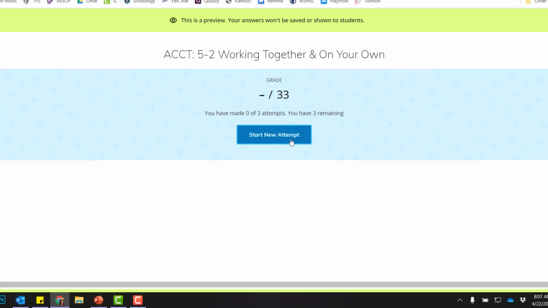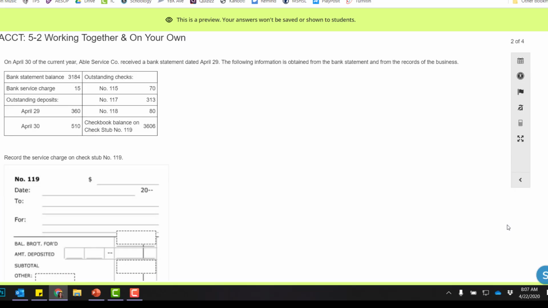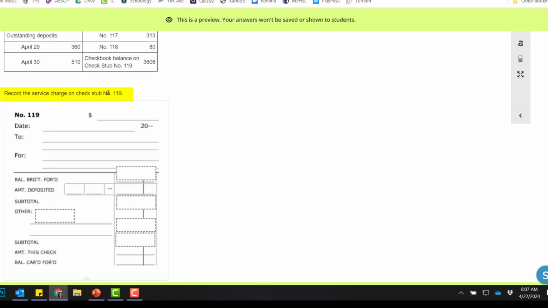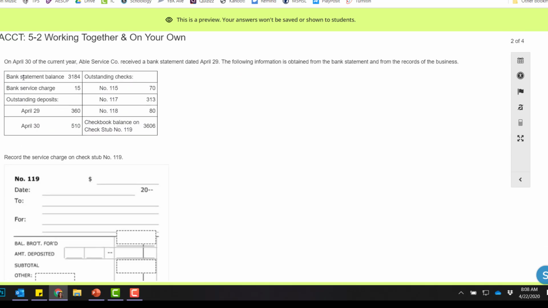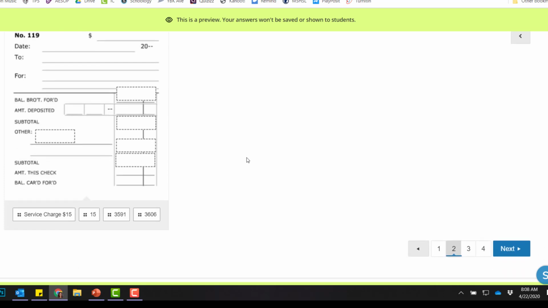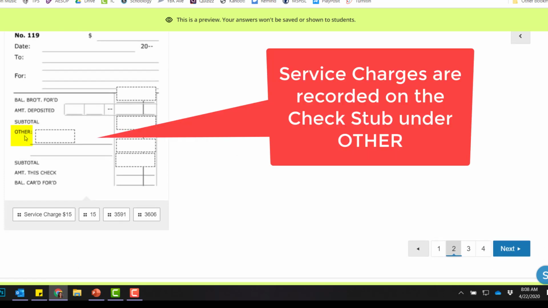The 5-2 working together on your own, we're going to be looking first at filling out a service charge on a check stub. So it says on April 30th, we received this bank statement and we'd like to fill out the service charge on check stub number 119. If I'm taking a look at the information we got on our bank statement, here is our bank service charge. It's $15.